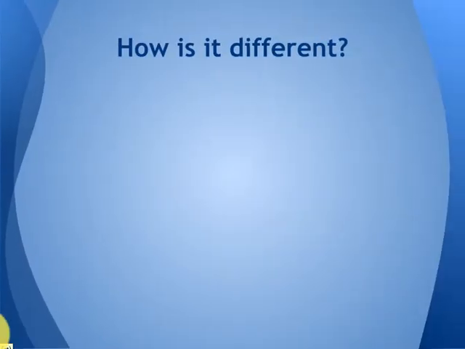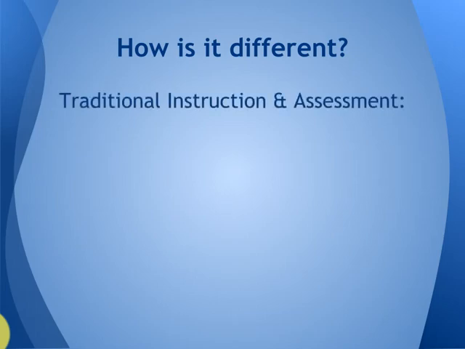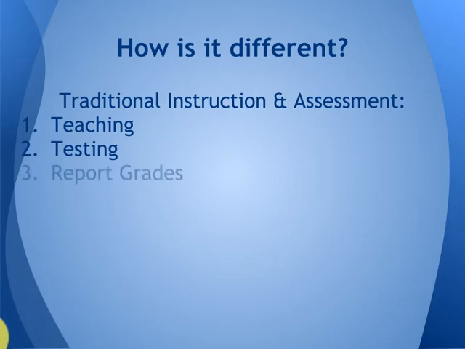How is this different? Well, let's first look at what traditional instruction and assessment looks like. The first step that happens in the classrooms is the teacher teaches some concept, and then there is testing on that concept. After the students have taken their notes and done their activities, they get tested on it, and then their grades are reported to them online throughout the quarter, at the end of the quarter, the end of the semester, as their final grades.